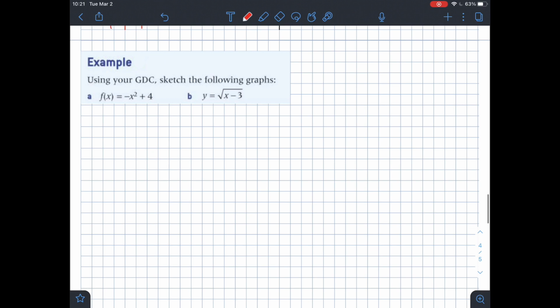To finish, we're going to see these two examples of how we can sketch the following graphs. So for this part, I'm going to show you how to graph using a calculator again.